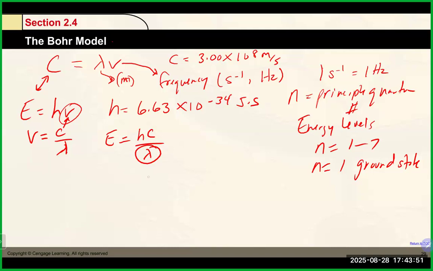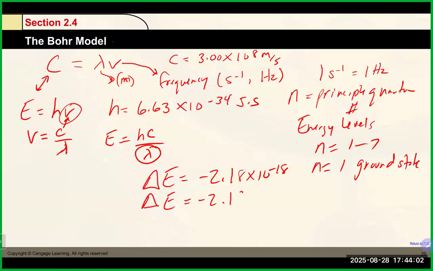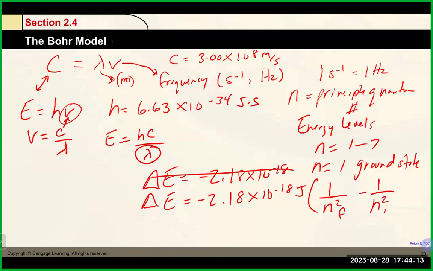There's a certain amount of energy associated with that, and the change in energy is minus 2.18 times 10 to the minus 18 joules, times 1 over the final energy level squared minus 1 over the initial energy level squared of where that electron is. This is sometimes referred to as Rydberg's constant, and that is a constant value.